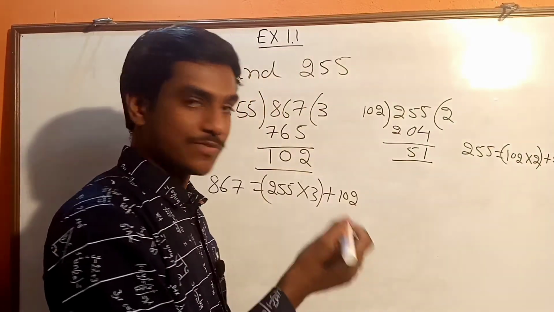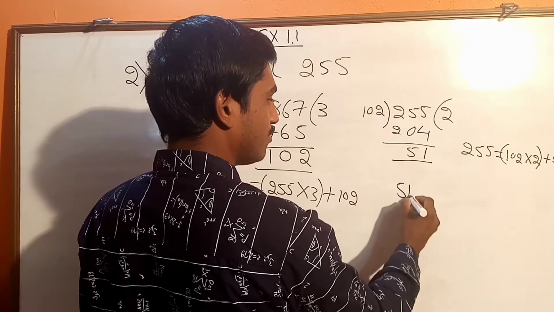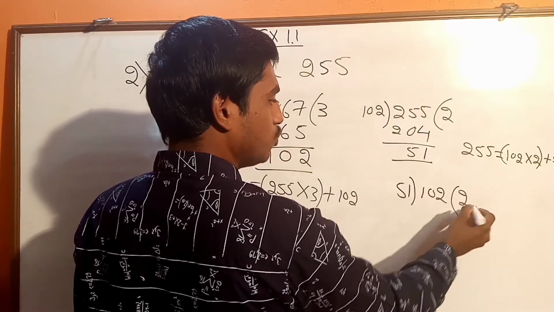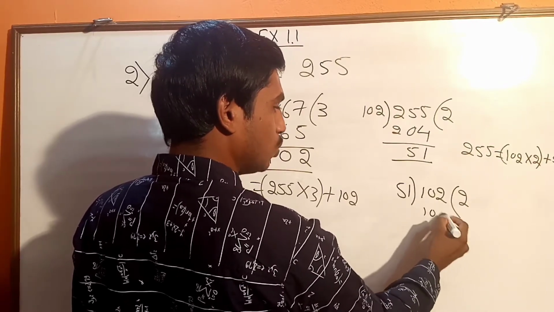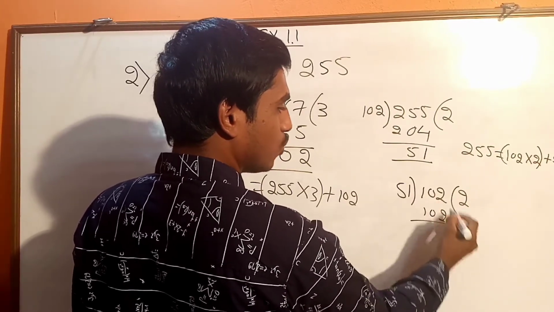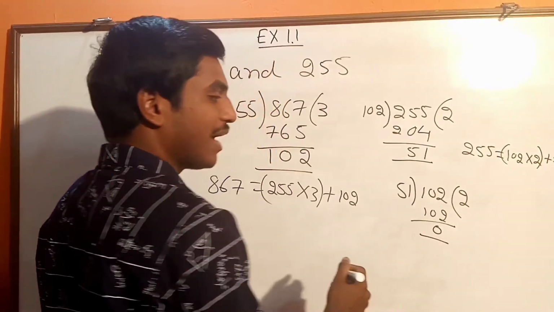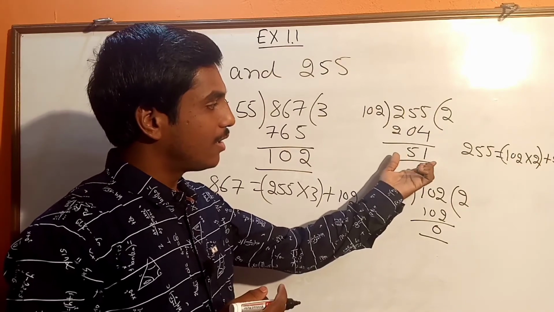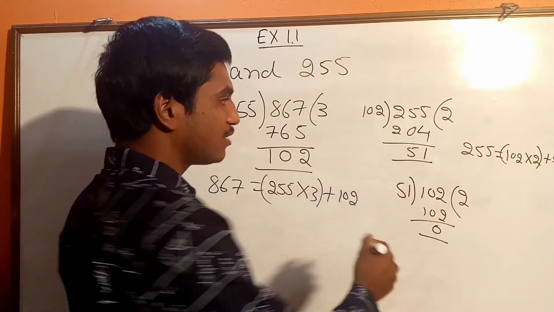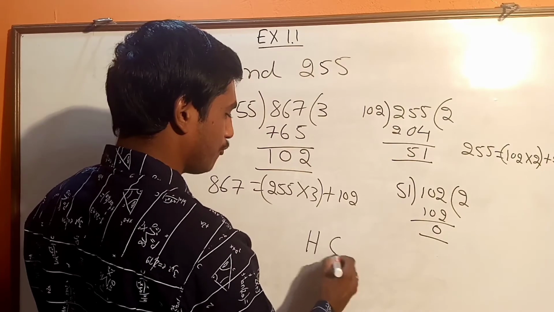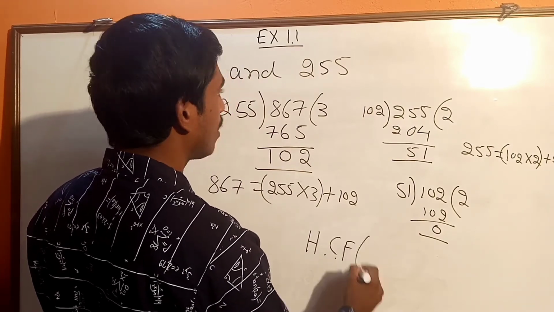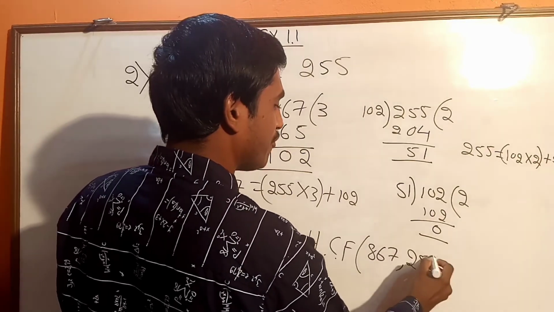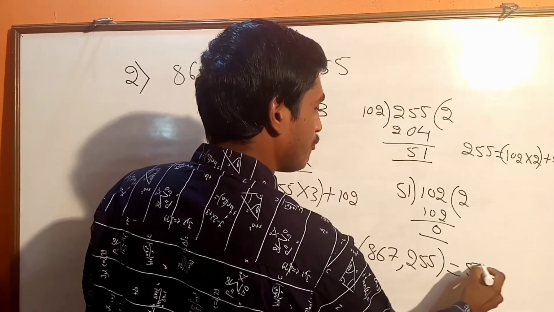So we will continue this procedure again. 51 and here 102. 51 into 2 will be 102. 2 1s are 2, 2 5s are 10. So remainder will be 0. Hence the HCF is 51, or the remainder in the previous step, which is also 51. So the HCF of 867 and 255 is 51.